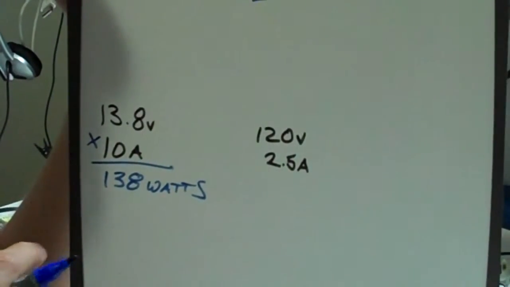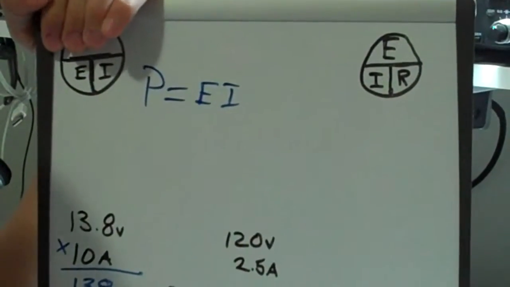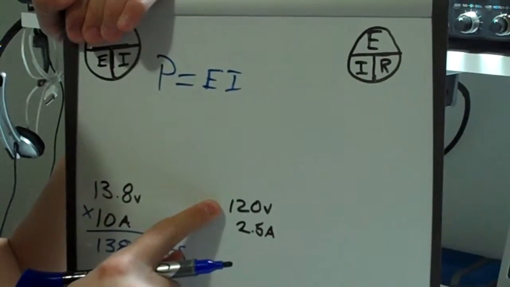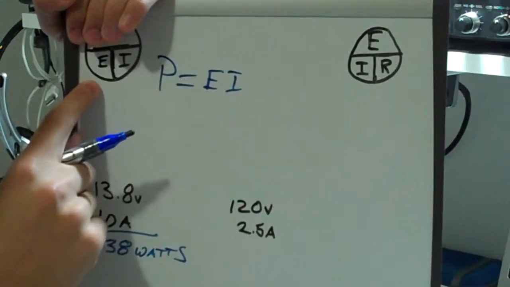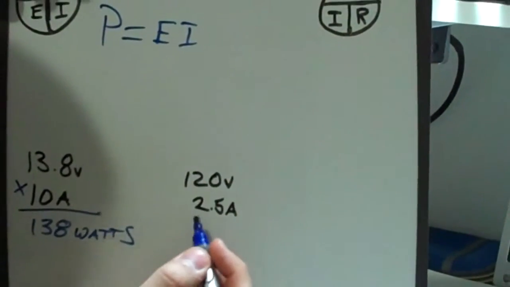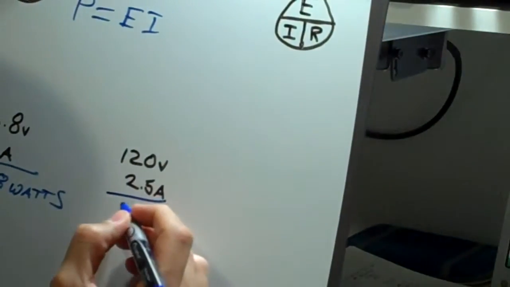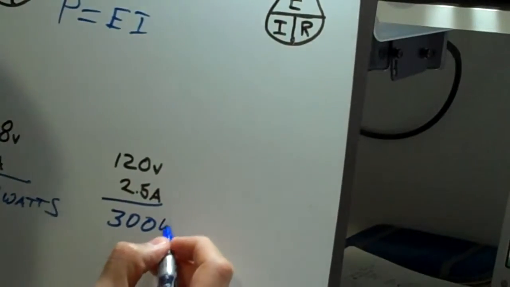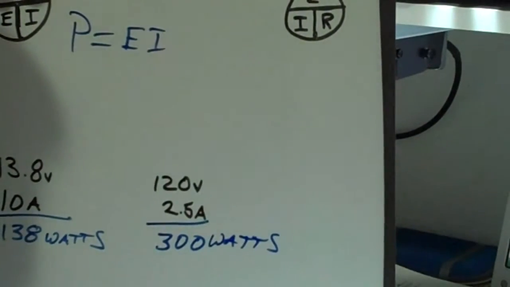Let's look at another question. How much power is being used in a circuit when the voltage is 120 volts DC and the current is 2.5 amps? What we're looking for is power. Well, again, we're looking for power, so we multiply EI. 120 volts times 2.5 amps is going to give us, if you do your calculator or long multiplication, 300 what? 300 watts.